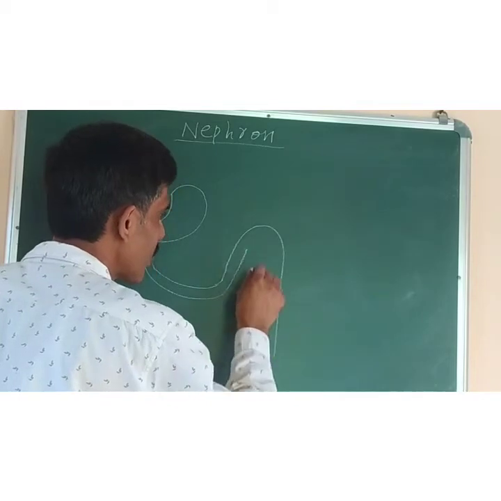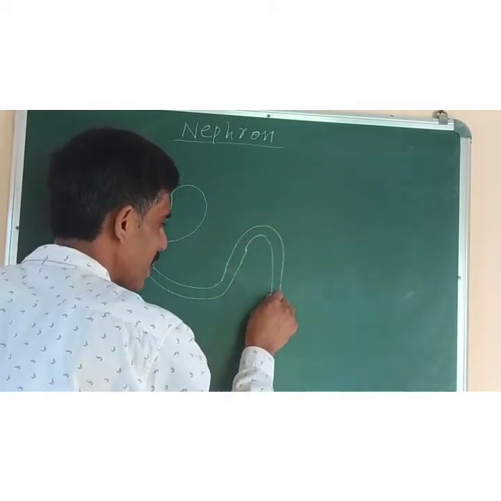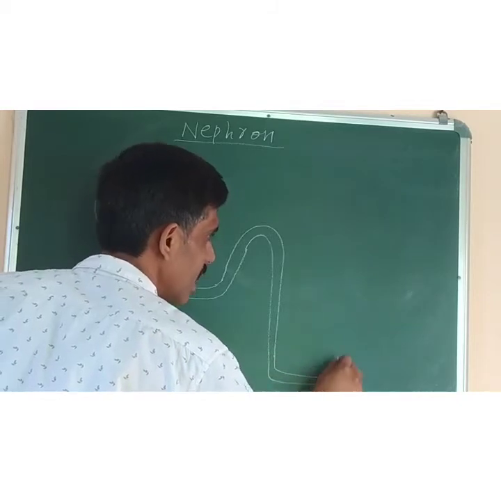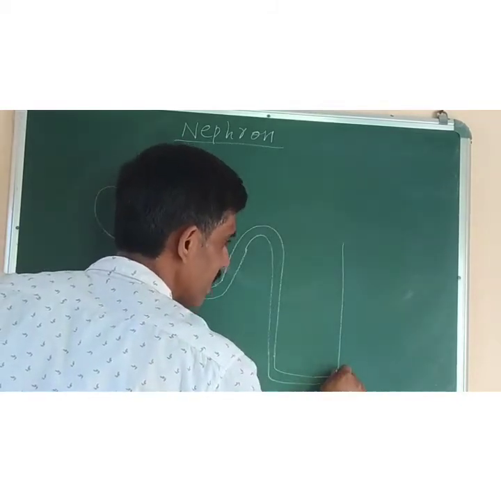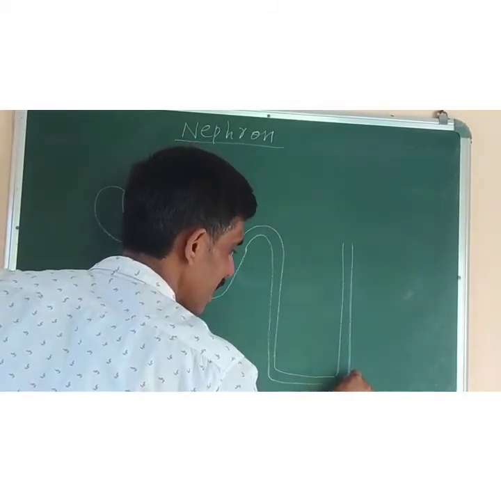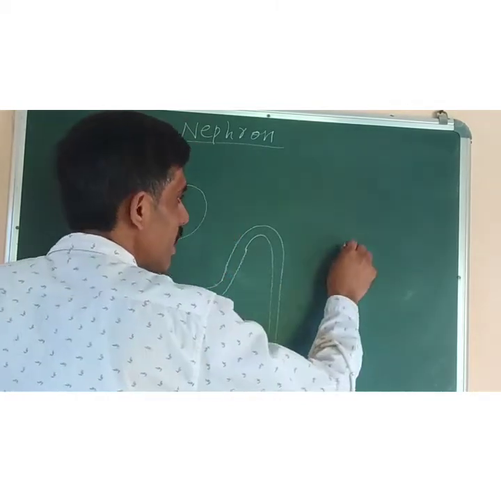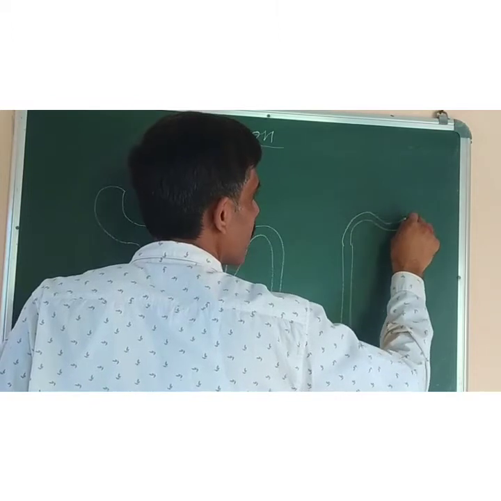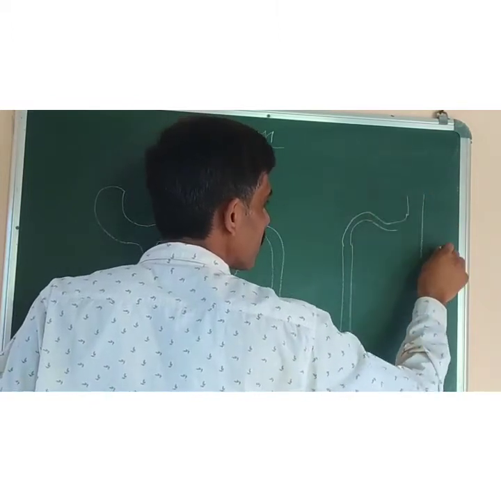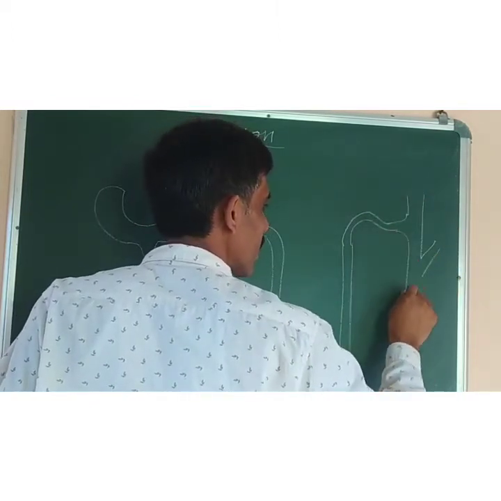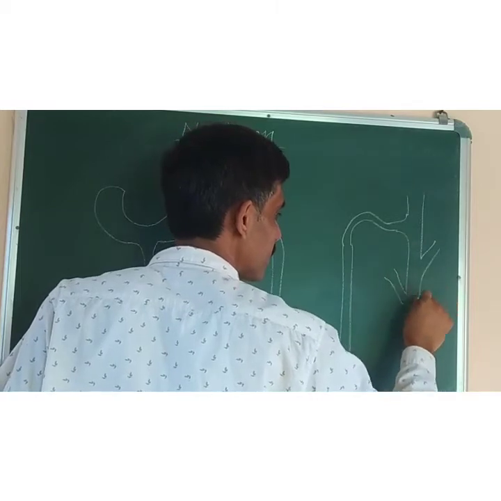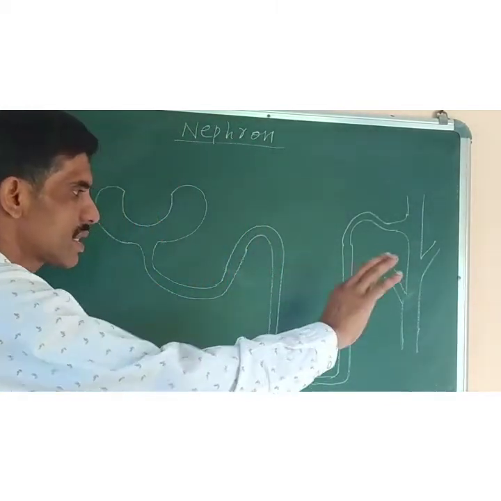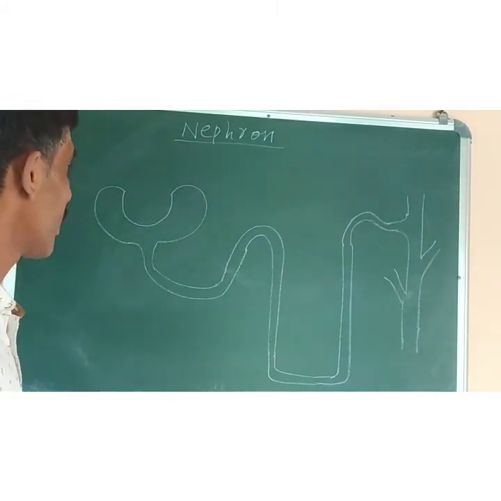Then it consists of a long hairpin-like structure which is known as the loop of Henle. It is U-shaped. You can see here I have drawn a U-shaped, hairpin-like structure. And then we have the DCT, that is the distal convoluted tubule. And finally we have the collecting duct, which opens into the ureter. So this is the simplified diagram I have drawn of a nephron.